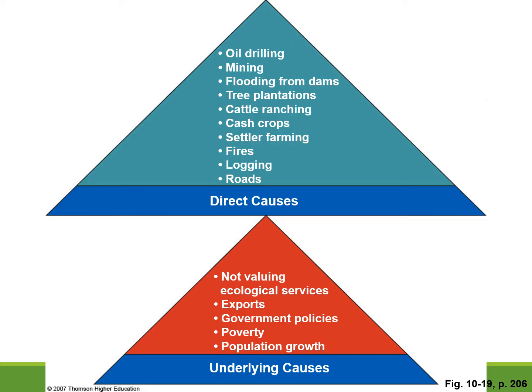I thought this was, it's from your book actually. And look, these are direct causes like drilling for oil, mining for gold, tree plantations for export, cutting down the forests for growing livestock and all of that. Those are direct causes for tropical rainforest deforestation.